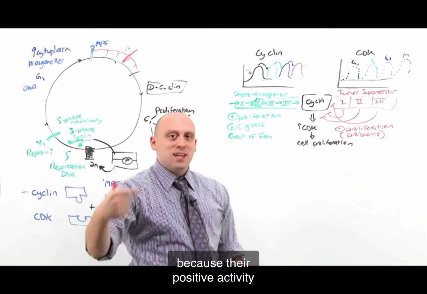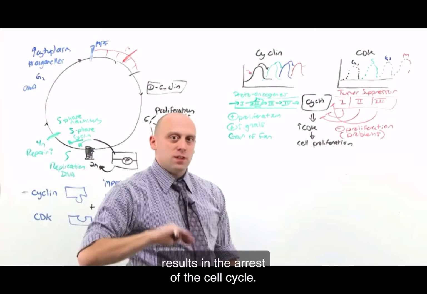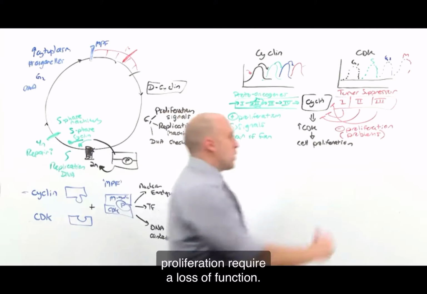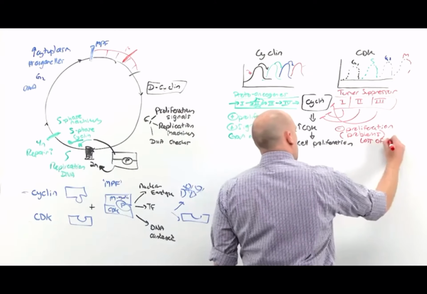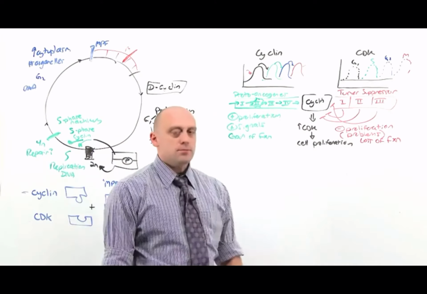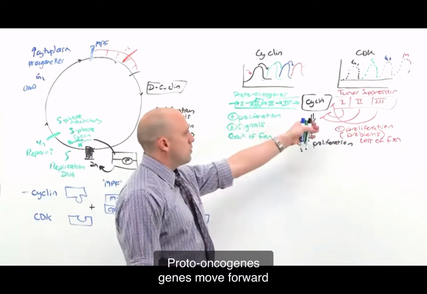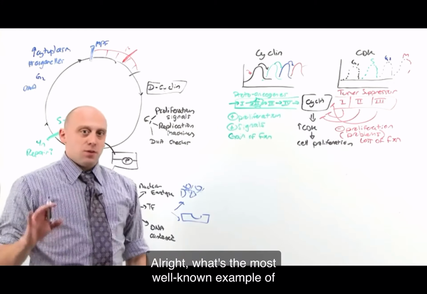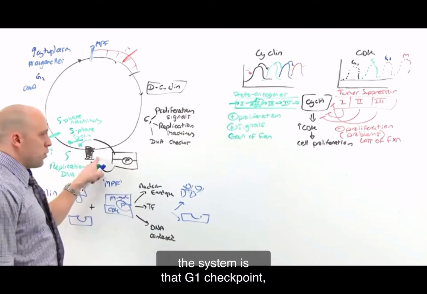Because their positive activity results in the arrest of the cell cycle, mutations that would result in unregulated proliferation require a loss of function. Generally, that means both genes need to be knocked out. Proto-oncogenes move forward, tumor suppressors inhibit. All right, the most well-known example of this system is the G1 checkpoint.